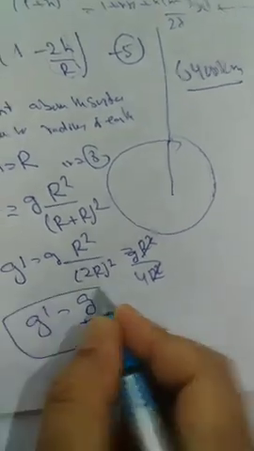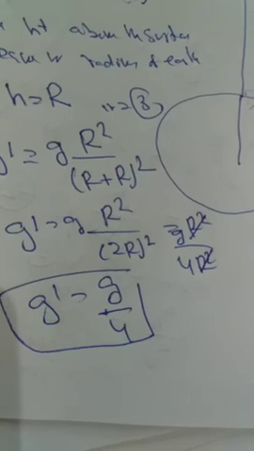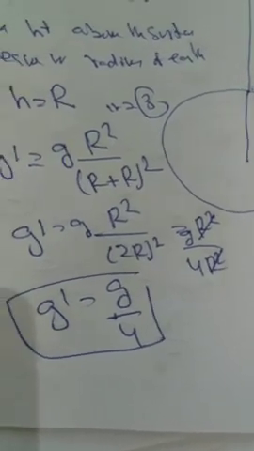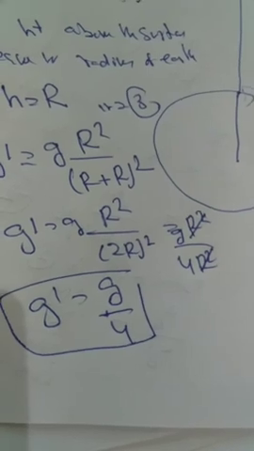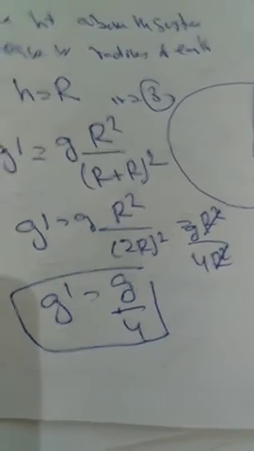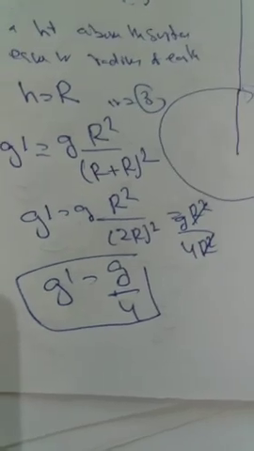What does this indicate? That means when we move above the surface of earth at a height equal to the radius of earth, the value of acceleration due to gravity is 1/4 times the value of g. Whatever the value of g is, we divide it by 4, and that is the value of g above the surface of earth at a height equal to the radius of earth.